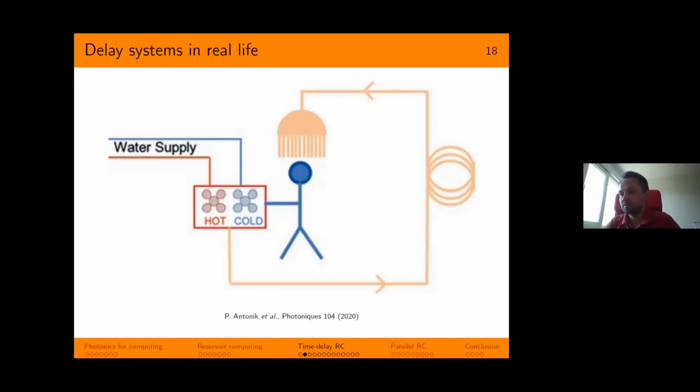This is a typical example of a delay dynamical system. Your action on the system at time t depends on the earlier state of the system, t minus tau, where tau is the delay induced. Here, the delay is induced by the pipes of the shower.